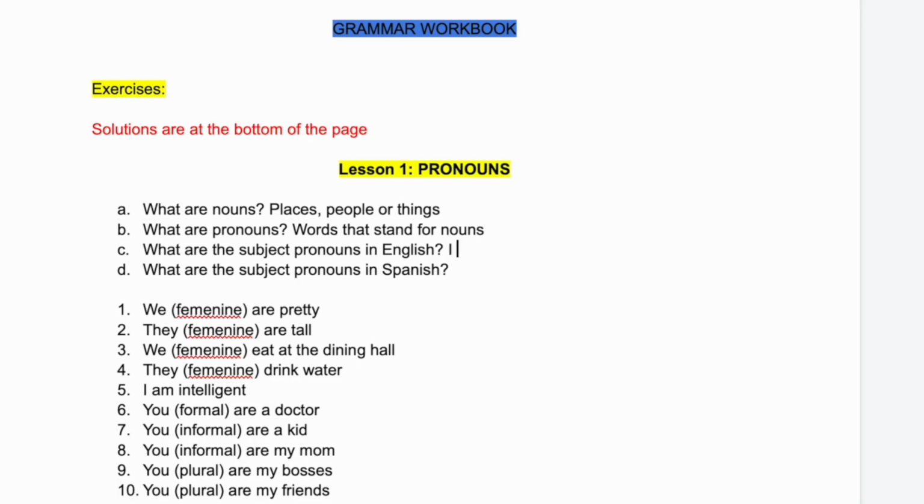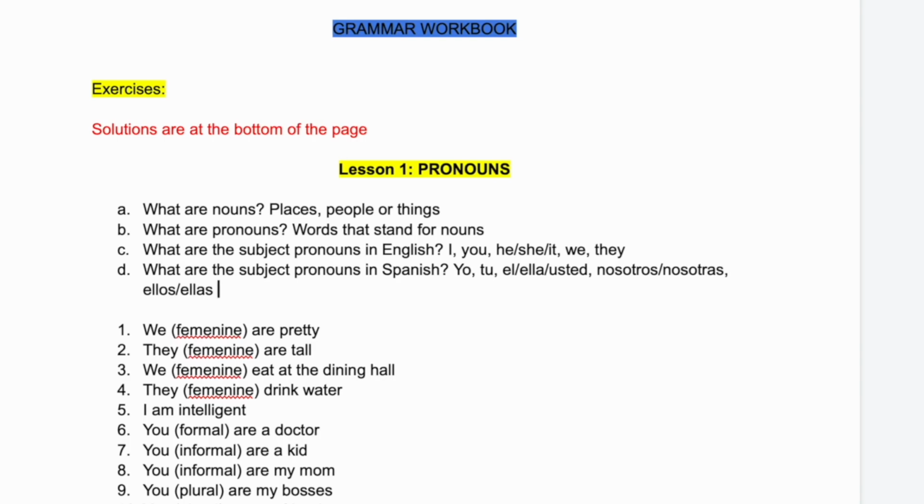What are the subject pronouns in English? I, you, he, she, it, we, and they. What are the subject pronouns in Spanish? Yo, remember the pronunciation. Yo, tú, él, ella, usted, nosotros, nosotras, ellos, ellas, and ustedes. So now let's do some exercises for pronouns.